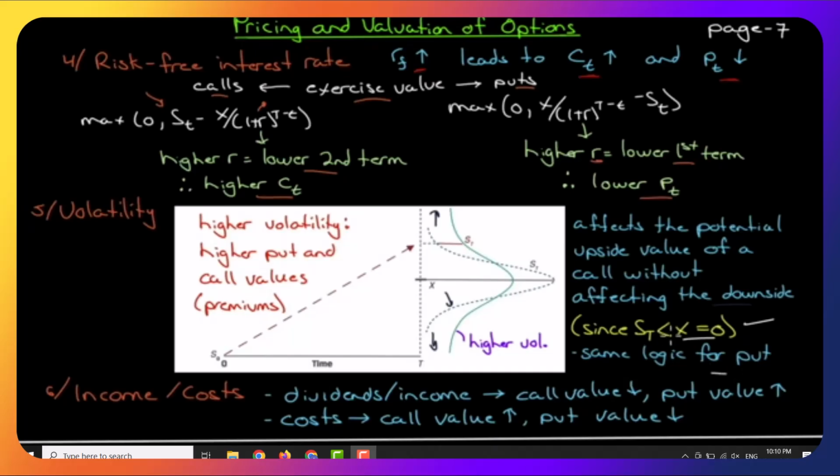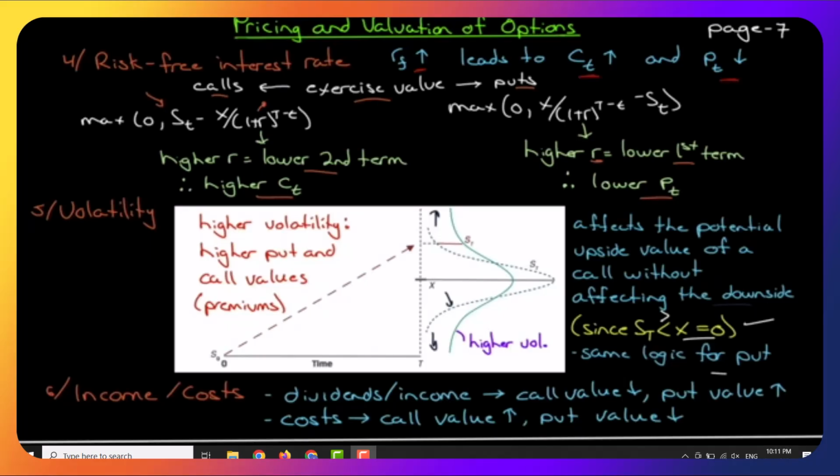It's the same logic for a put, except you would just change the arrow this way and you would say, well, we have more potential for downside activity in the price of the underlying without being affected if it goes up, because we're bounded by 0.